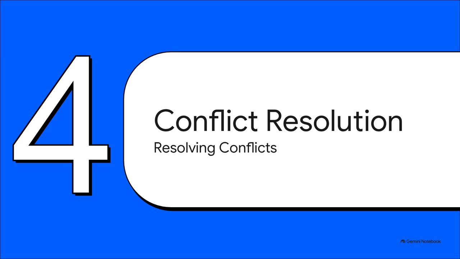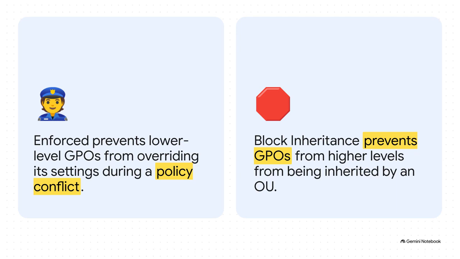Section 4. Enforced versus block inheritance. How do we resolve these policy conflicts? Let's compare these two powerful conflict resolution options side by side. On the right, we've got block inheritance. This prevents GPOs from higher levels from trickling down and being inherited by an OU. On the left, we have enforced, where a higher-level GPO actively prevents lower-level GPOs from overriding its settings.